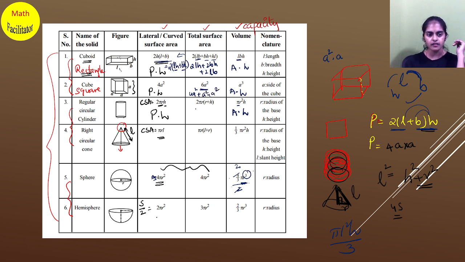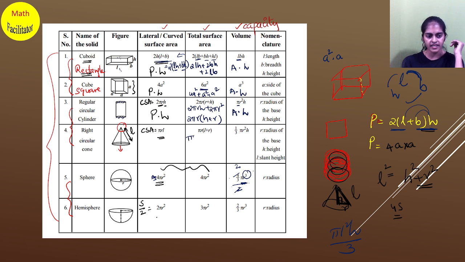Now for cylinder, curved surface area is 2 pi rh plus. Now bottom and top are circular shape. This is a circle and this is also a circle. So 2 times pi r square I have to add. Now just take 2 pi r common, you will have h plus r.